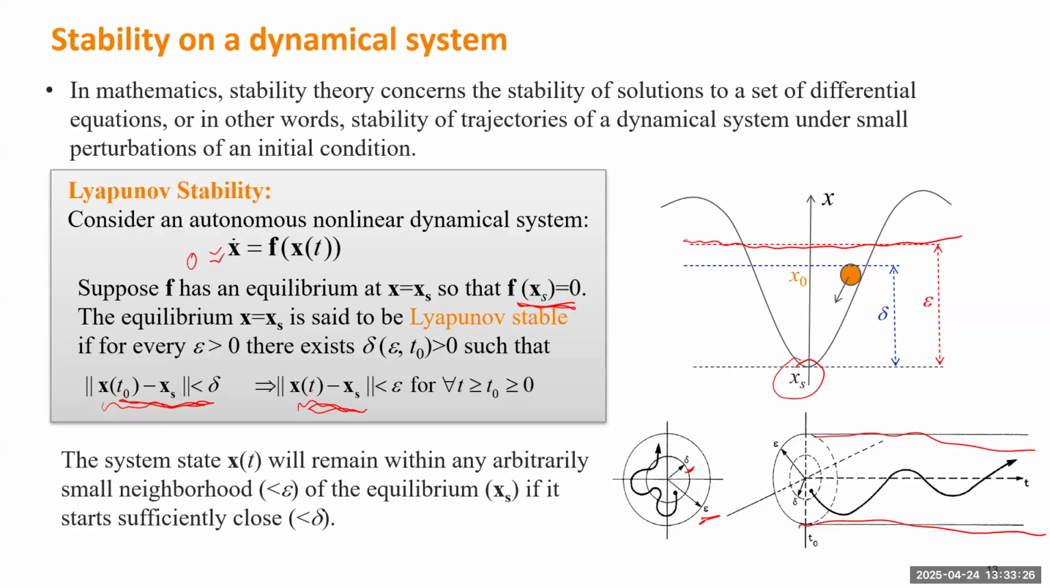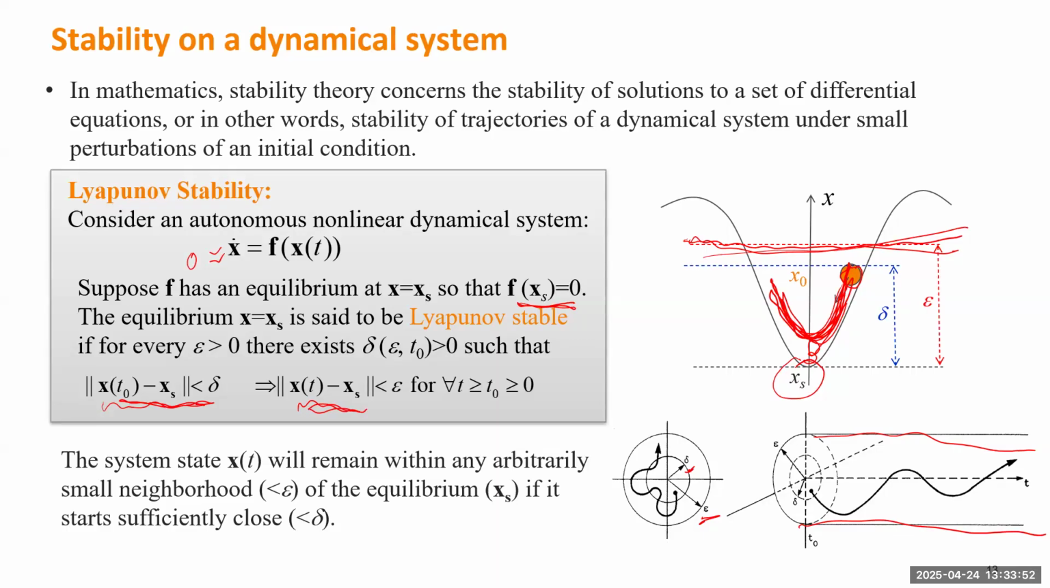I only just need to release the ball at this location, and it will just oscillate on the surface. If there's any friction, eventually it will go back to the equilibrium. If there's no friction, it will just oscillate forever. But that's fine. It will never escape from this limit of epsilon. If that can happen, I can safely say that the equilibrium point is a stable equilibrium point.